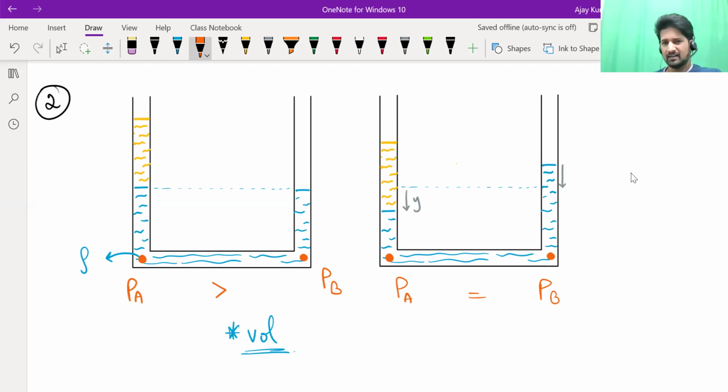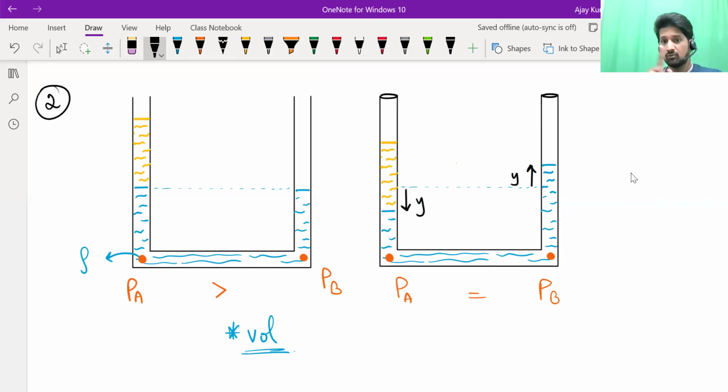Now, we added a lighter liquid in the left arm. The blue liquid is the denser liquid, yellow one is the lighter one. So let's say this is the situation finally. Let's assume, and this is a very important assumption, that the area of cross section of both arms is equal. If the area of cross section is equal, only then this decrease in height will be equal to this increase in height. Otherwise, the heights won't decrease and increase by the same amount.